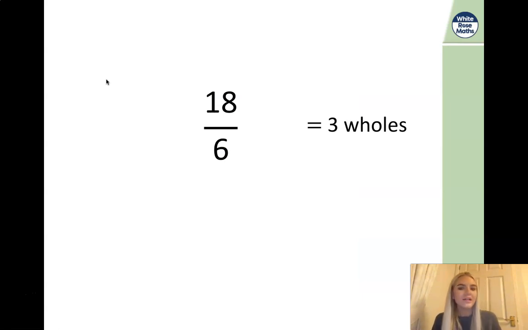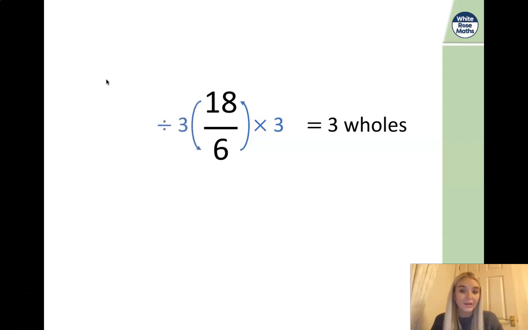So we worked out that 18 sixths is the same as 3 wholes. Now, we know something here, that we could actually use our knowledge of multiplication and our times tables to work out the relationship between these two numbers. We know that to get from 6 to 18, we need to multiply by what? That's right, 3. And what is the inverse operation to multiplication? That's right, it's division. So we could actually work out the other way round.